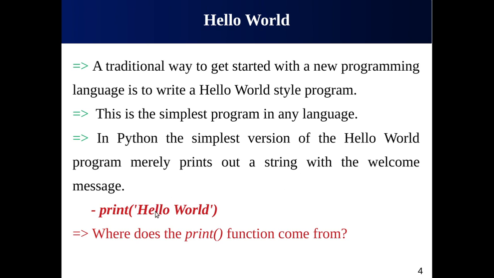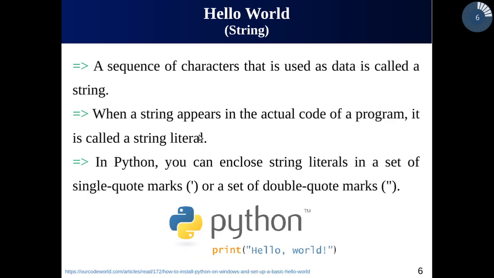In programming, a string is actually called a string literal. Whenever a string appears in the actual code of a program, it is referred to as a string literal. In Python, you can enclose string literals in a set of single quotation marks or a set of double quotation marks, depending on the version or flavor of Python that you are using.